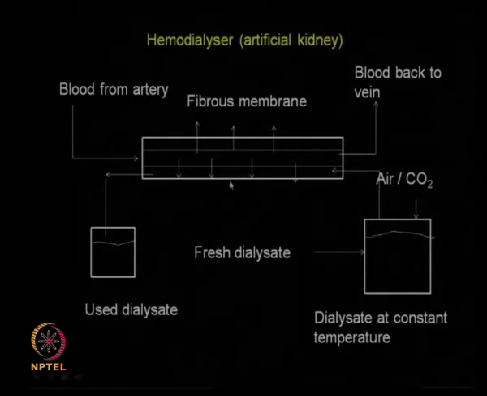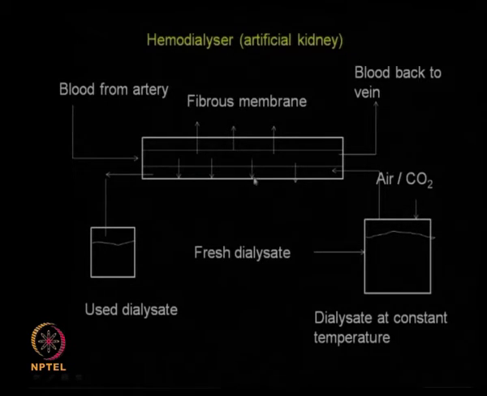So what is hemodialysis? There is a membrane, a long tube fibrous membrane, and then you have something called a dialysate, that is a fresh dialysate, it is nothing but salts and water, that is all. Okay. So it is flowing, because you apply some air pressure. Now the blood from the artery comes, that means from the patient, and it goes through this particular fibrous membrane.